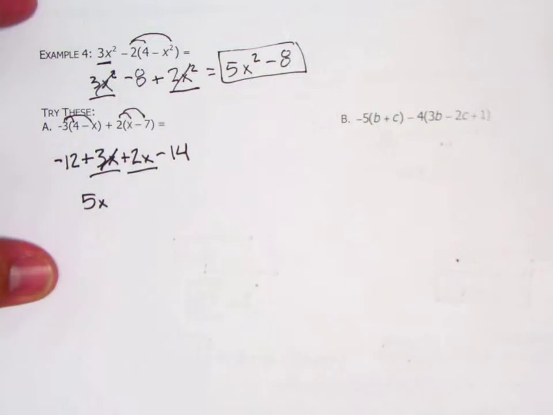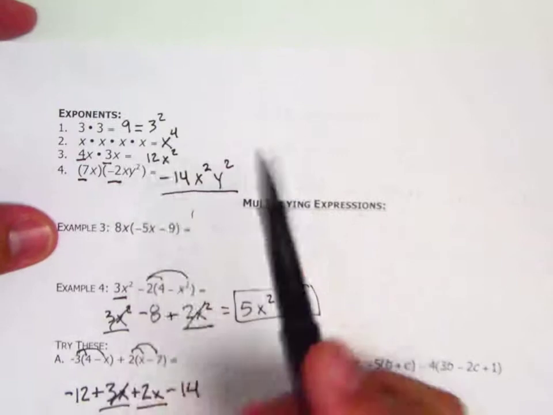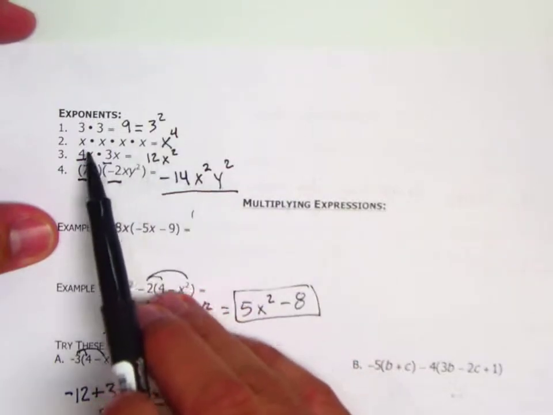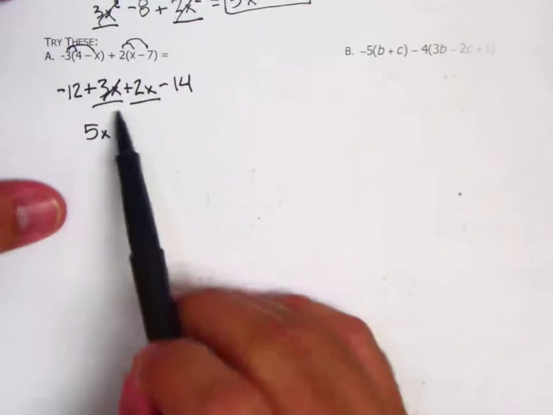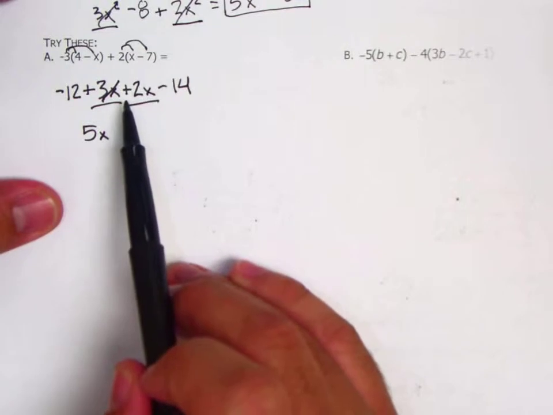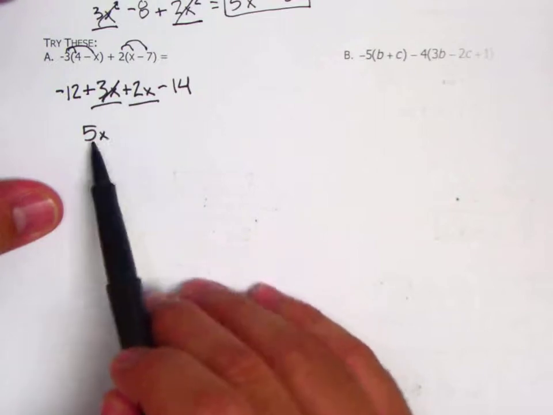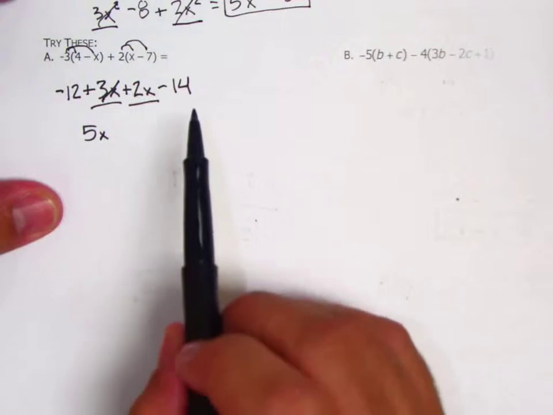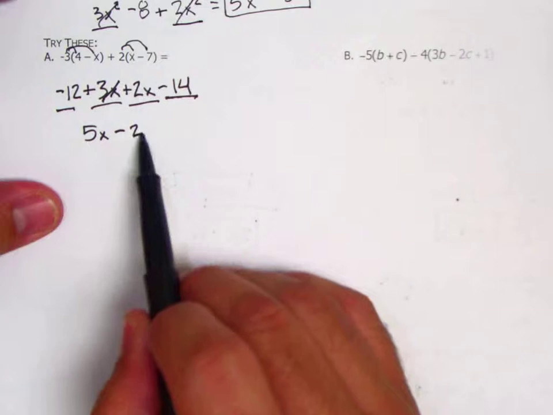Because remember what I told you with the warning. That only applies up here. You only add up the exponents when you are multiplying. Look, multiplication, multiplication, multiplication. So I add the exponents, it makes x to the fourth. Down here, there is no multiplication. In fact, there's addition in between them, not multiplication. So we do not add the exponents. Simply the coefficients. 3 plus 2 is 5x. Again, you only add the exponents when you are multiplying. And the negative 12, negative 14 makes negative 26.